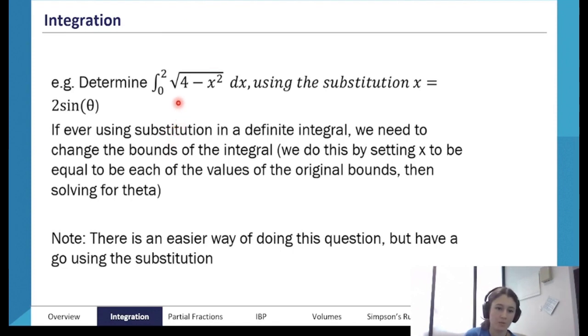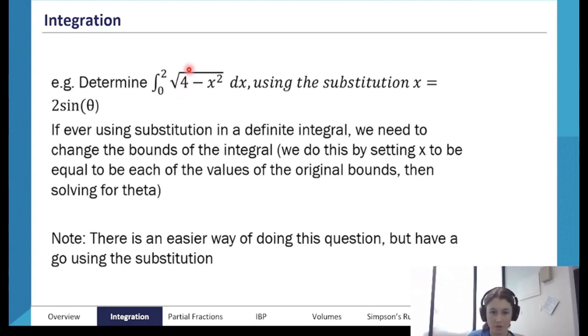The thinking behind this question is that we have this 4 take x squared in a surd, right? So we can't integrate this straight up. We can't integrate it straight up. Your next thought might then be, oh, nonlinear substitution, we have a nonlinear component, we'll just chuck it in.